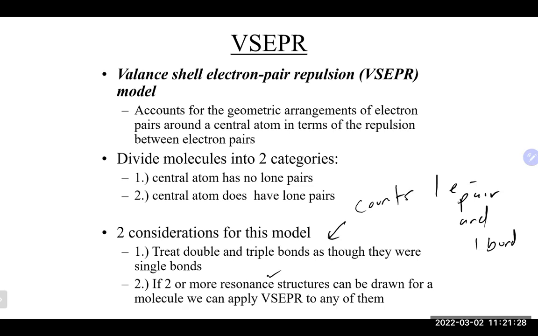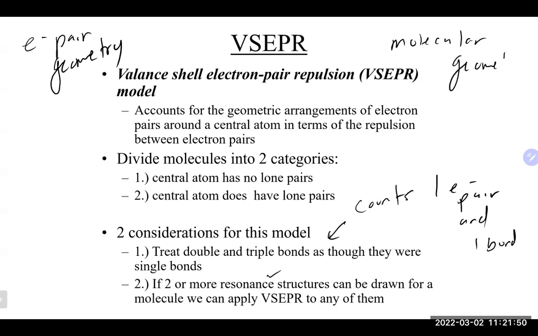So at this point, a couple of things are important. First off, we are going to be talking about two types of geometry. One is the electron pair geometry, sometimes called electron pair arrangement geometry. The other one is the molecular geometry, sometimes also referred to as the shape of the molecule.